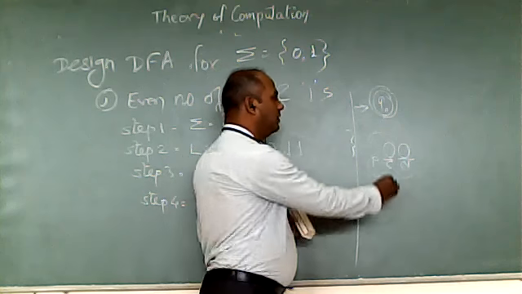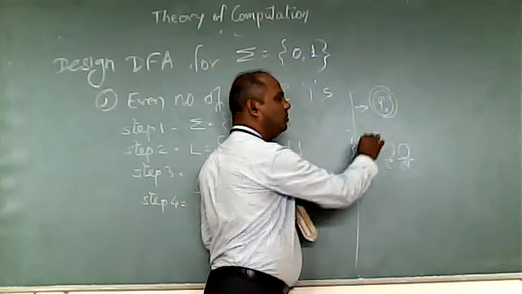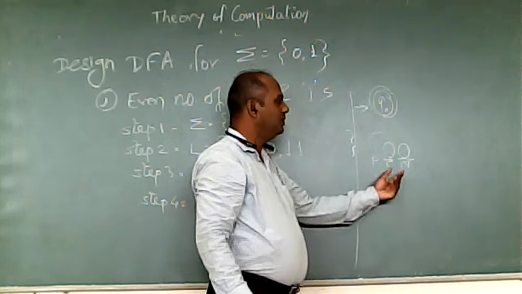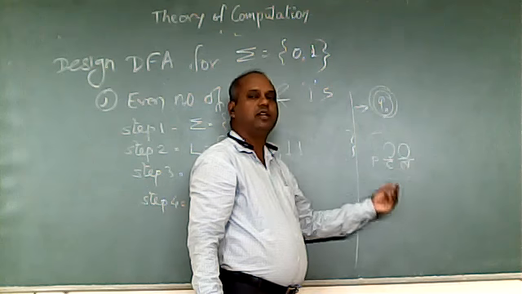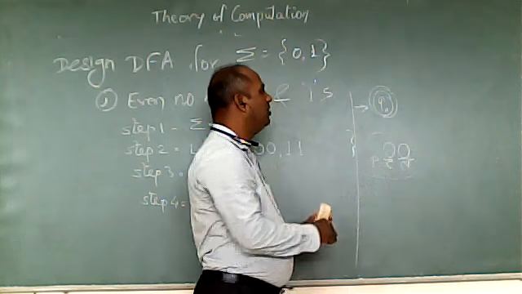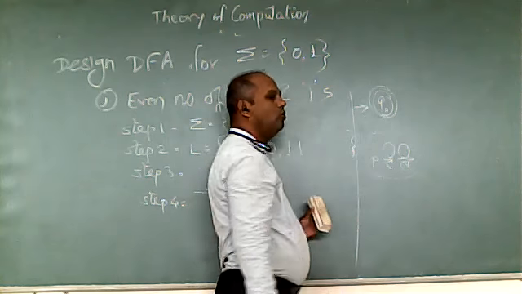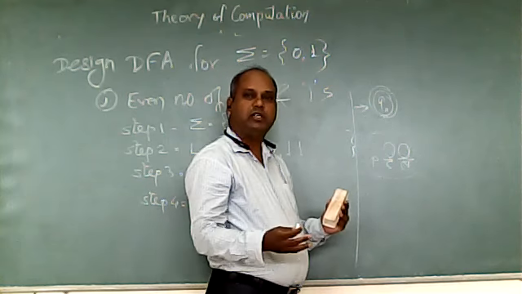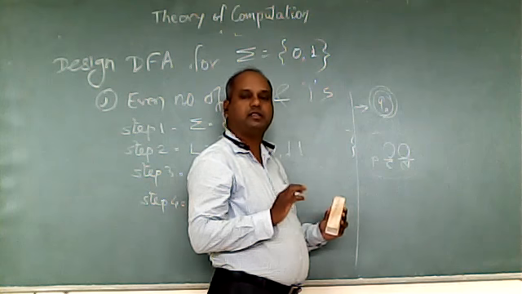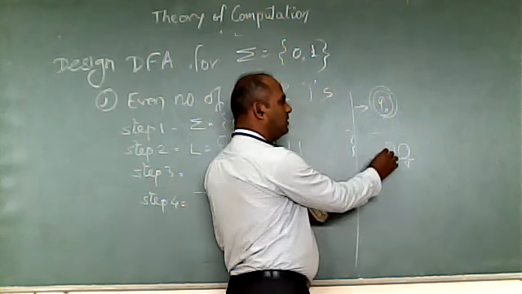The next thing is 0. So 0 0, the string will become 0 0, and it is a valid string. So the next string is 0. Current input is 0, next string is 0. So the 0 transition from Q0 will go to a state which will give me one more 0 and reach the final state.